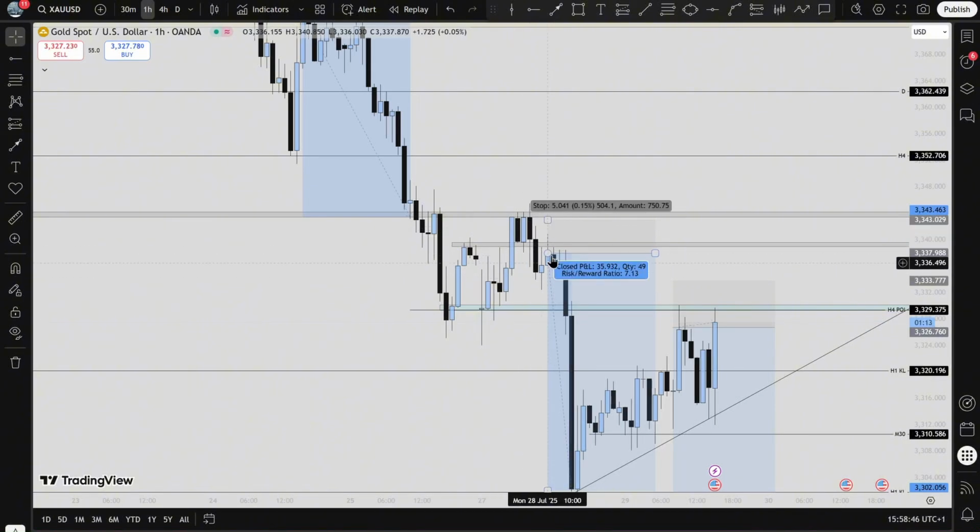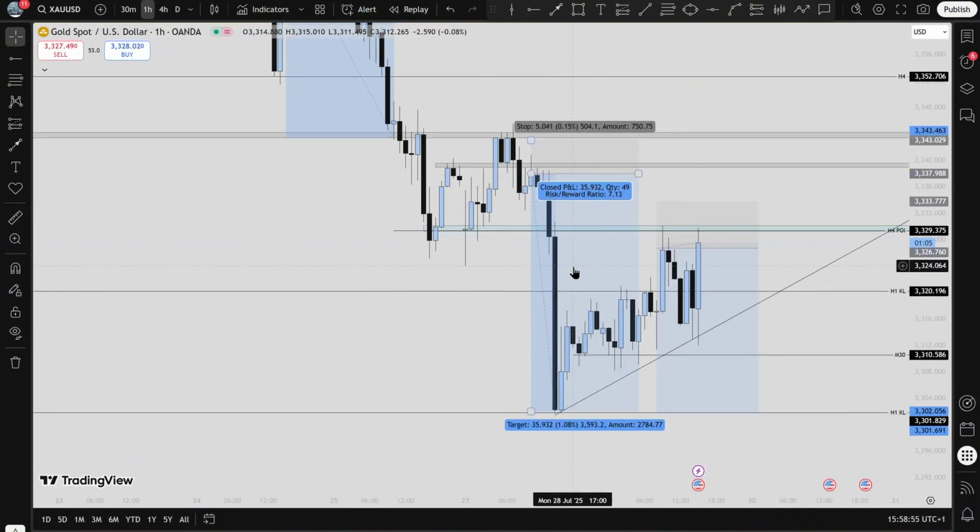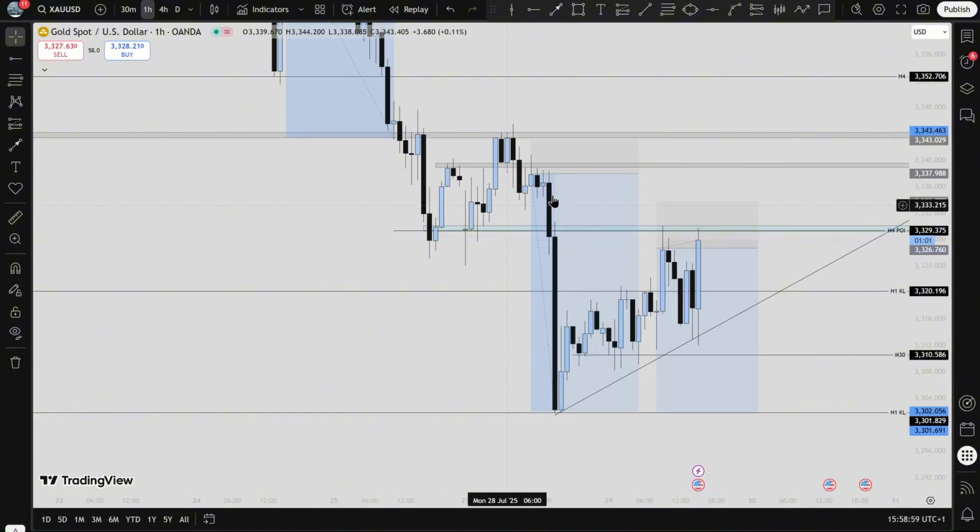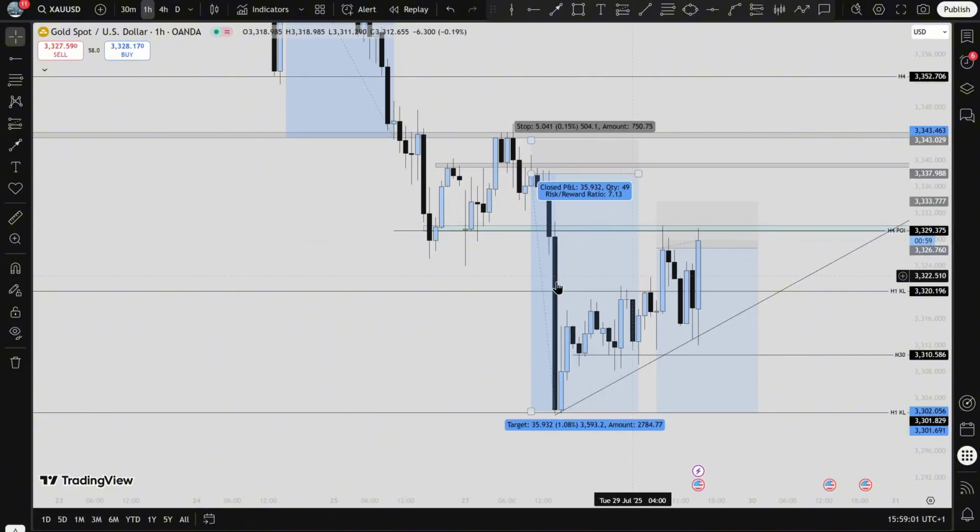What did price do? Price broke this key level again, pushed back to retest, left us a wick rejection, and that was the reason for this trade. As you can see, risking 50 pips to make 350 pips, which is 50 times 7, is 1 to 7 risk to reward.